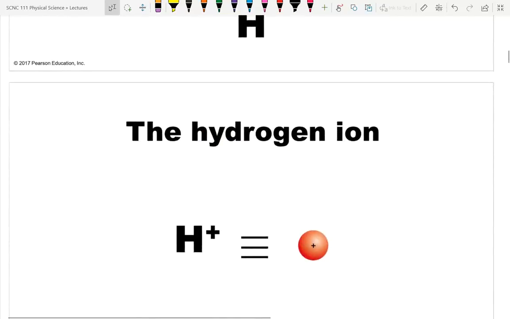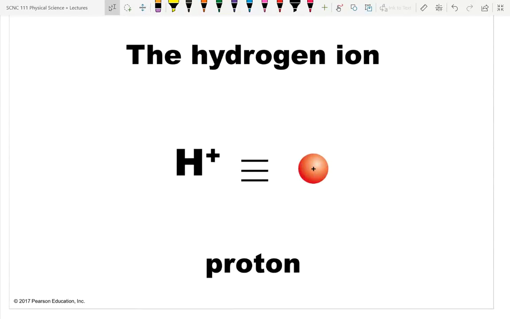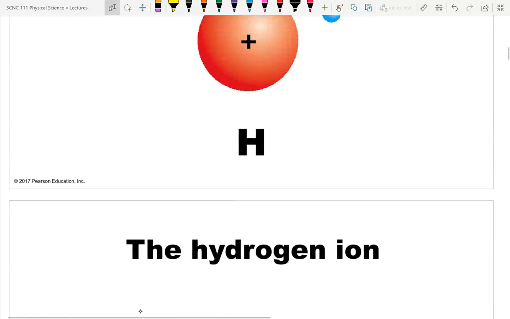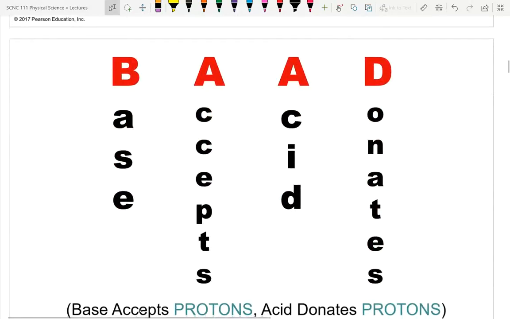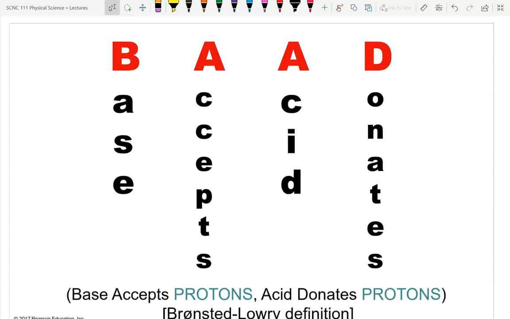We've seen a hydrogen atom. Here's a hydrogen ion. What's the difference between the hydrogen atom and a hydrogen ion? Yeah, it's missing the electron. Here's a way to memorize the difference between an acid and a base. Bad. I don't make these up.